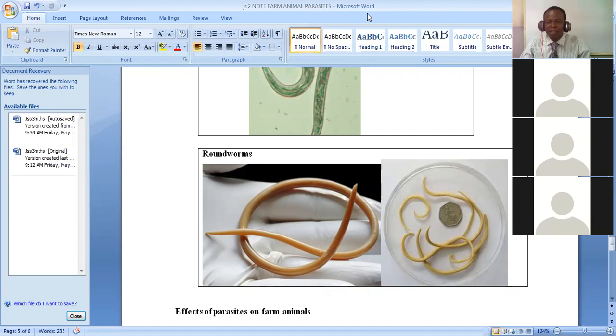Is it only mammals it infects? Can it infect apes, fishes, or others? All of them can be infected. Apes are also mammals. Even fishes have their own endoparasites and ectoparasites.